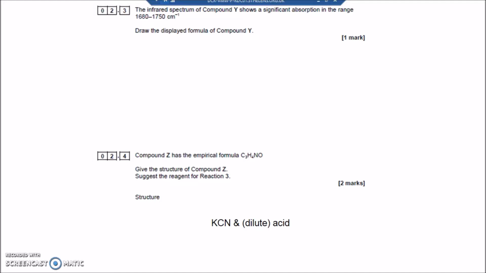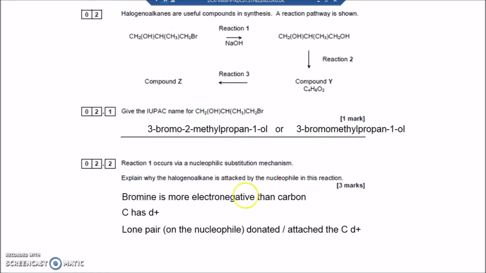The infrared spectrum of compound Y shows a significant absorption in the range 1680 to 1750. If you look that up, that's a carbon to oxygen double bond. Draw the displayed formula of Y.